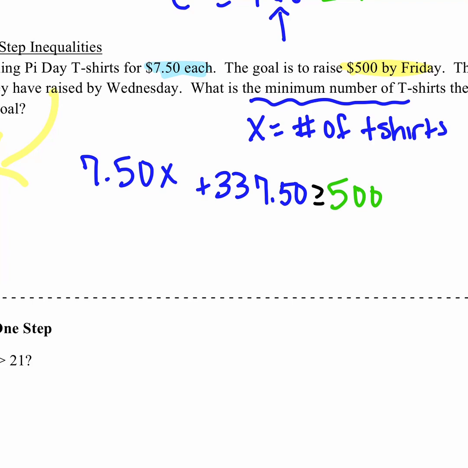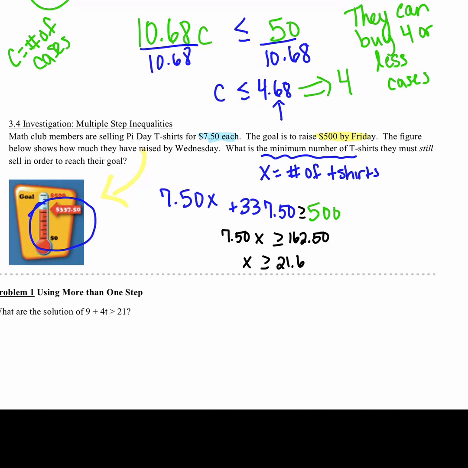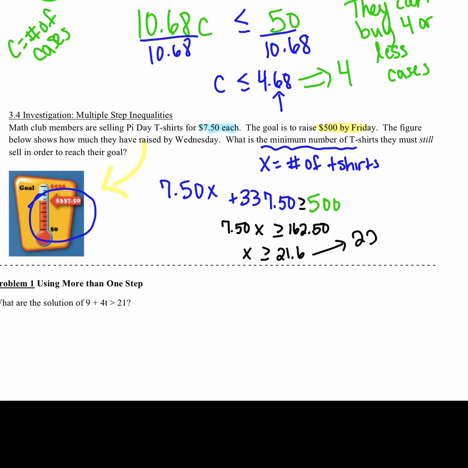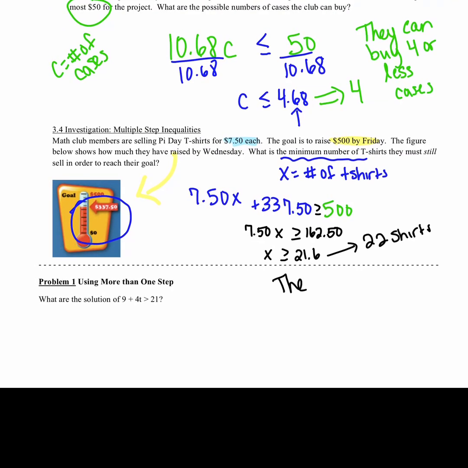Okay, when you go to solve, subtract the $337.50 from both sides. Divide by 7.50. You get 21.6. Now, once again, you can't sell part of a t-shirt. That I know for sure, right? So in this case, we'll round up, because if we round down, we're not going to actually hit our goal of 500. So you would say the club needs to sell at least 22 shirts. You could also say the club needs to sell 22 or more shirts.